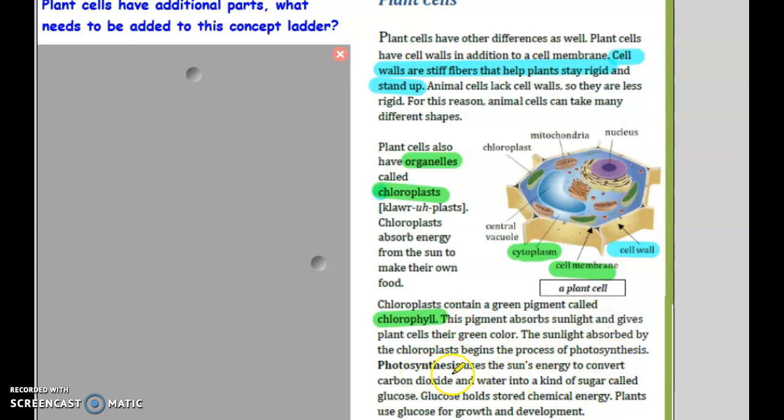So down here, it also just mentions a little bit about photosynthesis again, and about how photosynthesis uses the sun's energy to convert carbon dioxide and water into a kind of sugar called glucose. Glucose holds the stored chemical energy, and plants use glucose for growth and development. That's why our corn was able to grow in the cotton, even though it wasn't in soil. Now, the ones that were in soil did grow taller because they were getting nutrients from the soil that helped them grow taller.